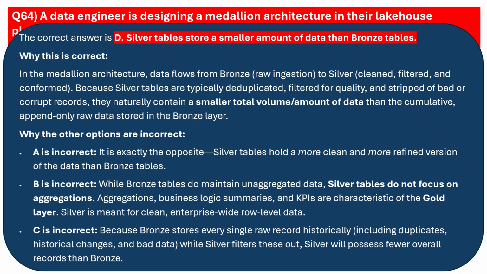Why this is correct. In the Medallion architecture, data flows from bronze, raw ingestion, to silver, cleaned, filtered, and conformed. Because silver tables are typically deduplicated, filtered for quality, and stripped of bad or corrupt records, they naturally contain a smaller total volume of data than the cumulative, append-only raw data stored in the bronze layer.